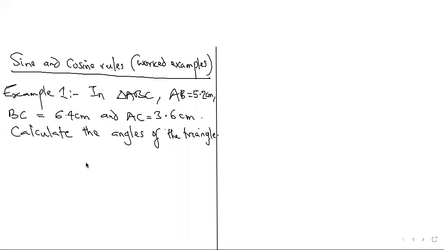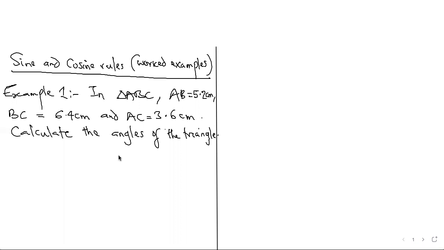Hello, this is the continuation of part 5 of the video series on solving triangles. In the last video, we looked at sine and cosine rules. We derived the sine and cosine rules and looked at how we can apply them. So in this video, we are going to look at some examples using the sine and cosine rules.